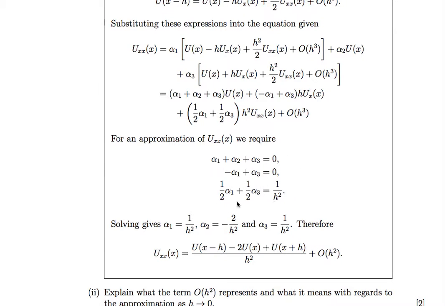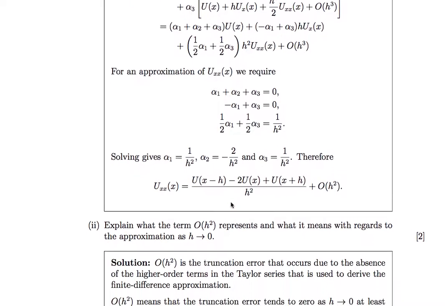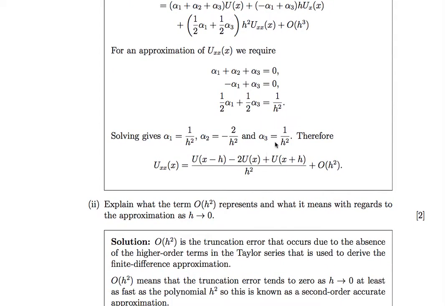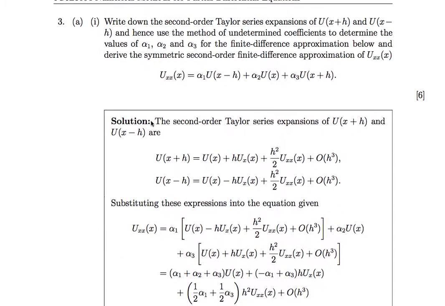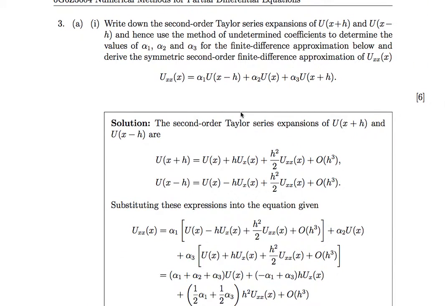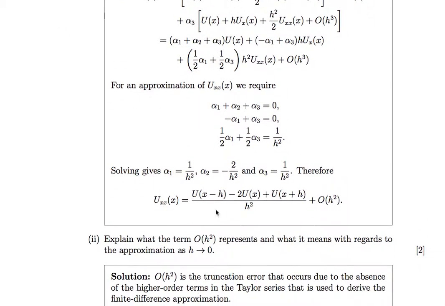Okay, so therefore that gives us the final expression. So this is a linear system. If we solve for alpha 1, alpha 2 and alpha 3, we get these values here, and we simply substitute them back into this expression up here, and we have our second order symmetric difference.